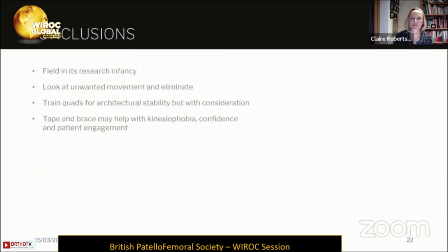So conclusions, I'm afraid the field is in its research infancy, but we can certainly look to get rid of unwanted movement and eliminate it. We can train the quads for structural stability, but considering carefully how we're doing it. And we can tape and brace, and it may well be that it's helping with kinesiophobia, confidence, and patient engagement.